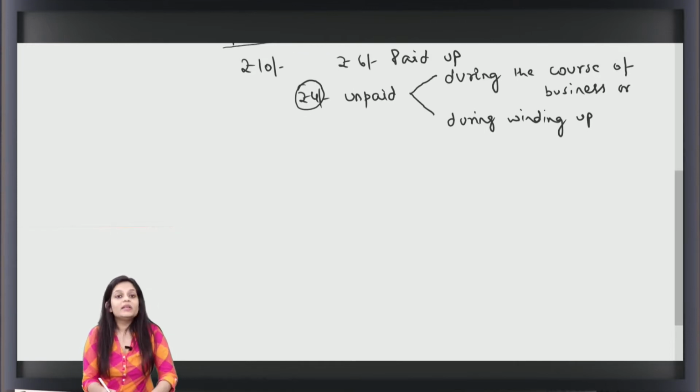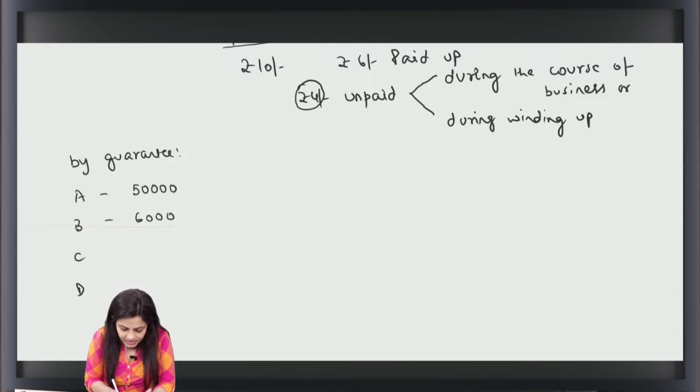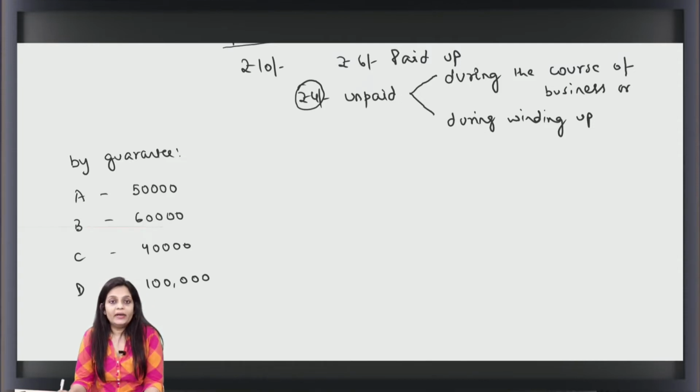My company has 4 members, A, B, C, D, and each of them said that we will pay: A says 50,000, B says 60,000, C says 40,000, and D says I will pay 1 lakh. This is the amount of guarantee they have given, that tomorrow we will pay this amount.